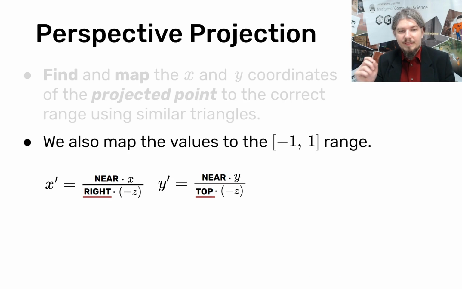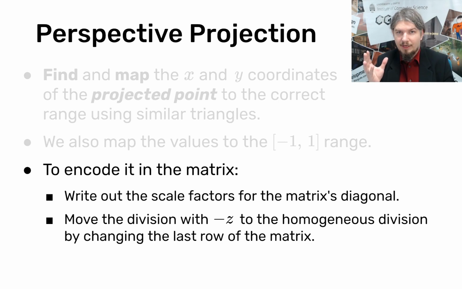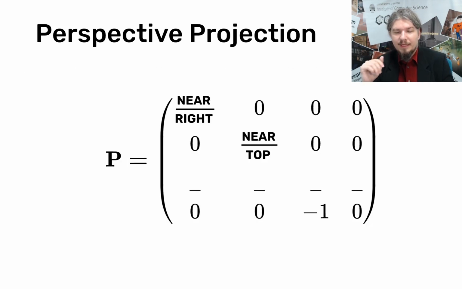Now there is one more thing missing here: we also want to map these values to the minus 1 to 1 range. So we can normalize these values by dividing x by right and y by top. And now to encode this calculation in the matrix, we can take out the scale factors, put them on the matrix's diagonal, and then move this division by minus z to the last row of the matrix, doing it in the homogeneous division. So this is what the matrix would look like.